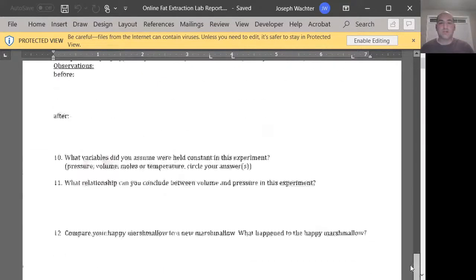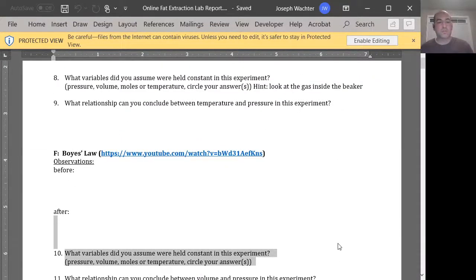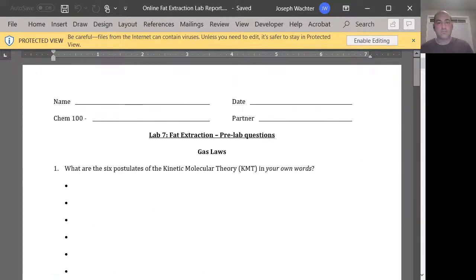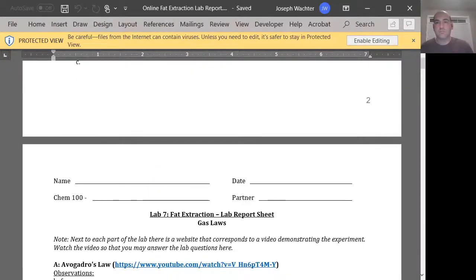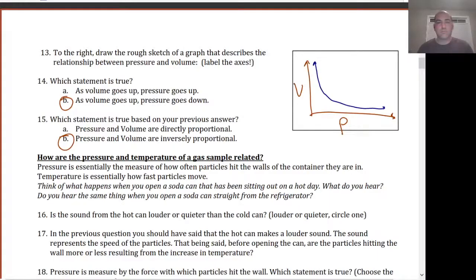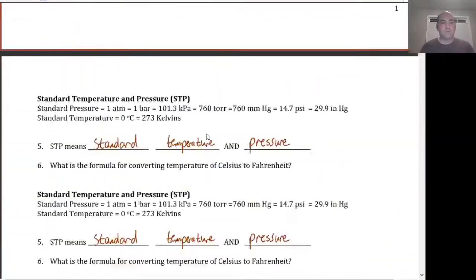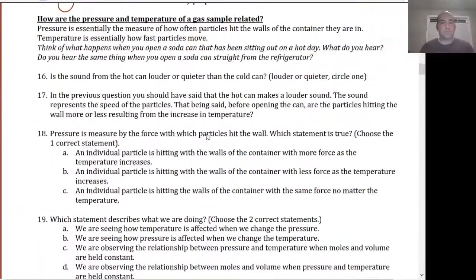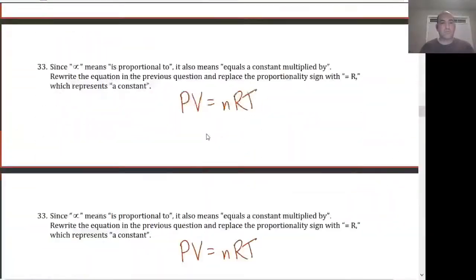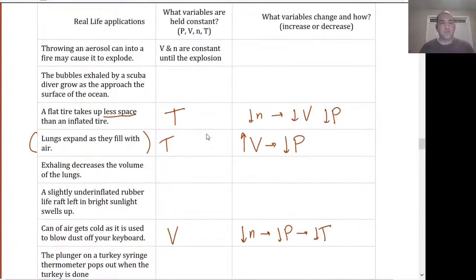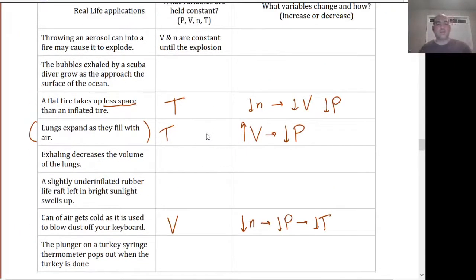Let's go back up to the gas laws part. This part, right? Gas laws in action. So yes, what questions do you have about that part?